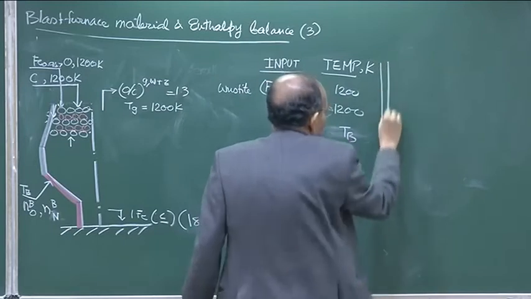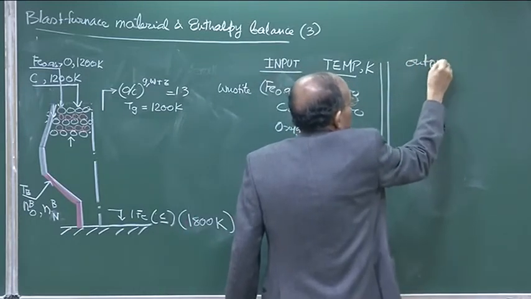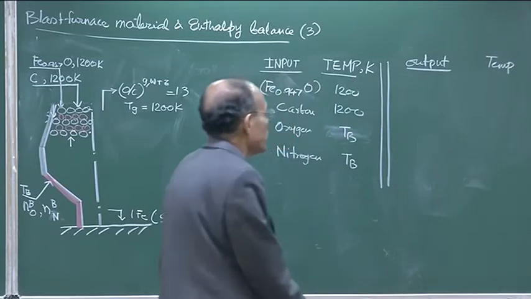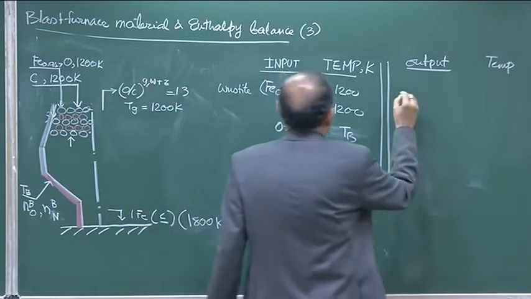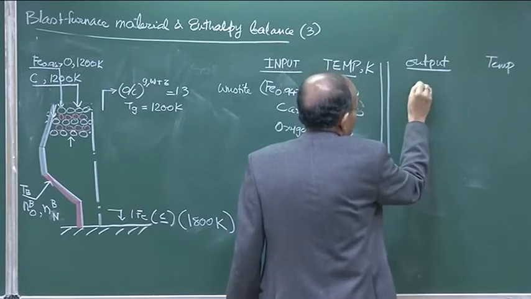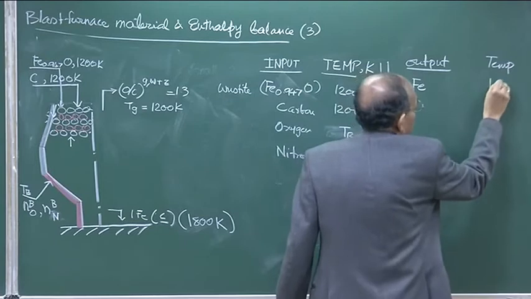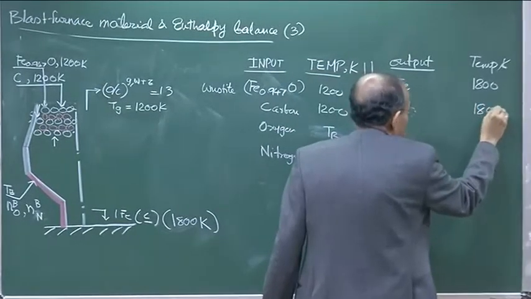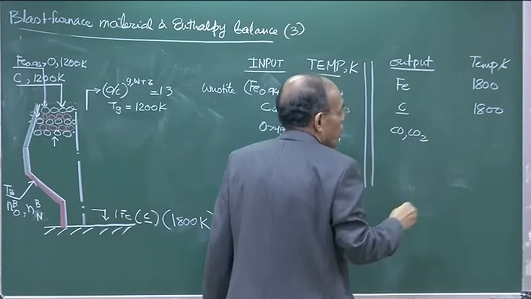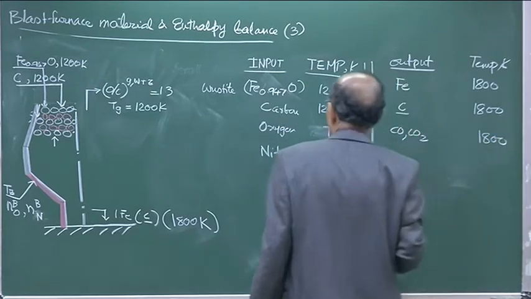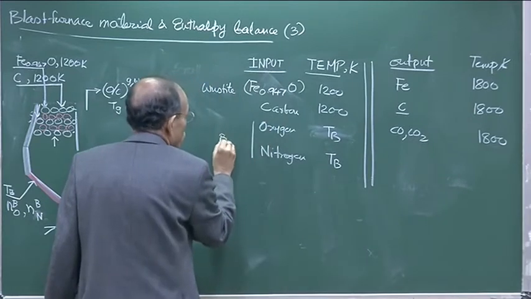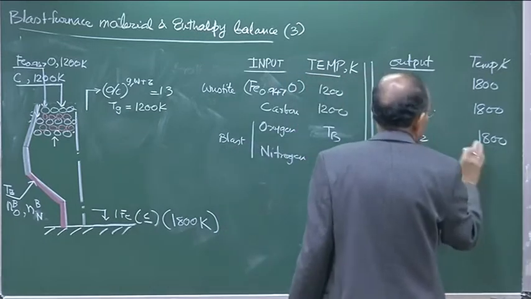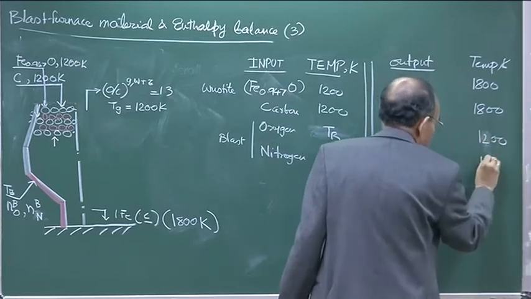Output, and output temperature. Output we have hot metal iron, that is 1800. We have carbon which is dissolved, which is also at 1800. We have CO2 which is 1800, that is the top gas. So, these are the blast, ore and coke, and this is the top gas, and nitrogen, this is also CO2 and this is 1200, and nitrogen in the blast is also.